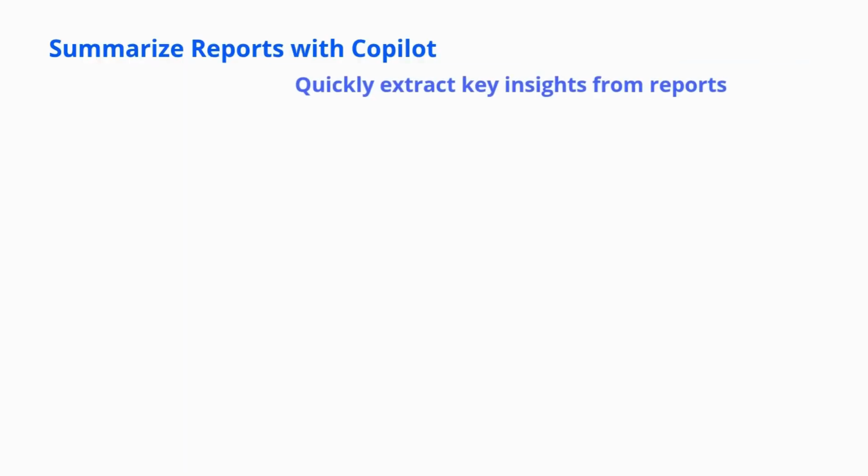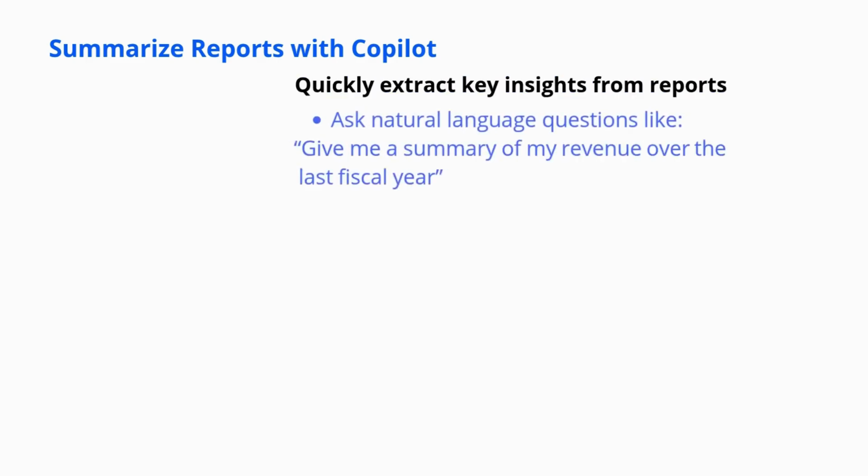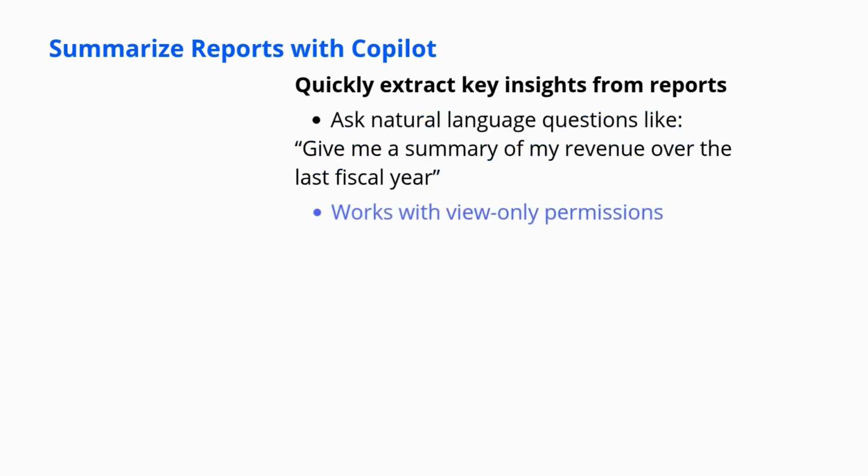Summarize report pages. Use Copilot to quickly get key insights from your report. Summarize it. Ask any questions, for example: give me a summary of my revenue over the last fiscal year. You only need view permissions to the report to use the Copilot pane.